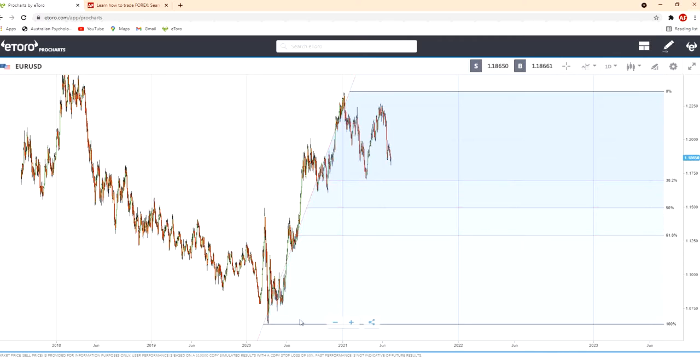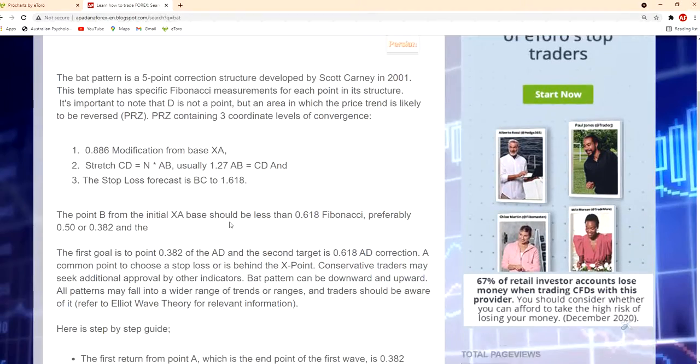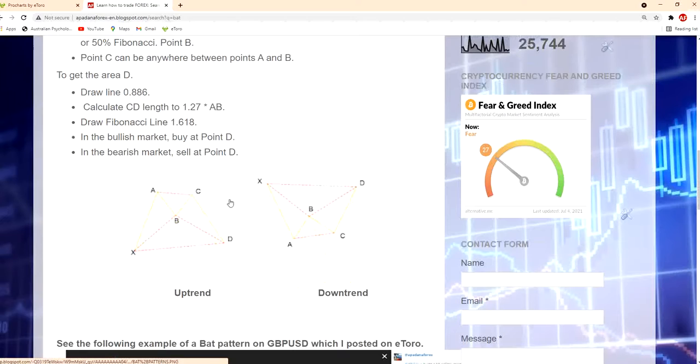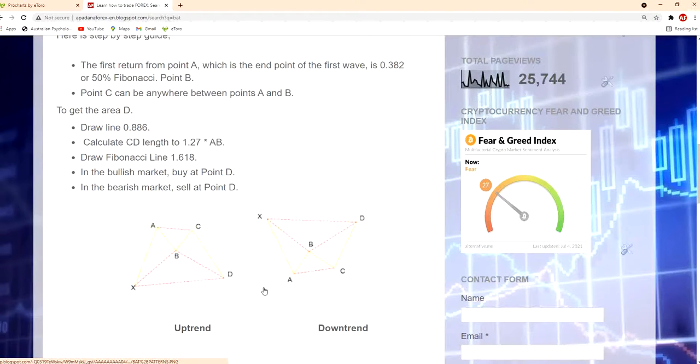Okay. Just leave this as it is. You can see the Fibonacci chart from this low point here to this high point, and you can see nicely price reversed at 38.2%. But how can we recognize a bat pattern?